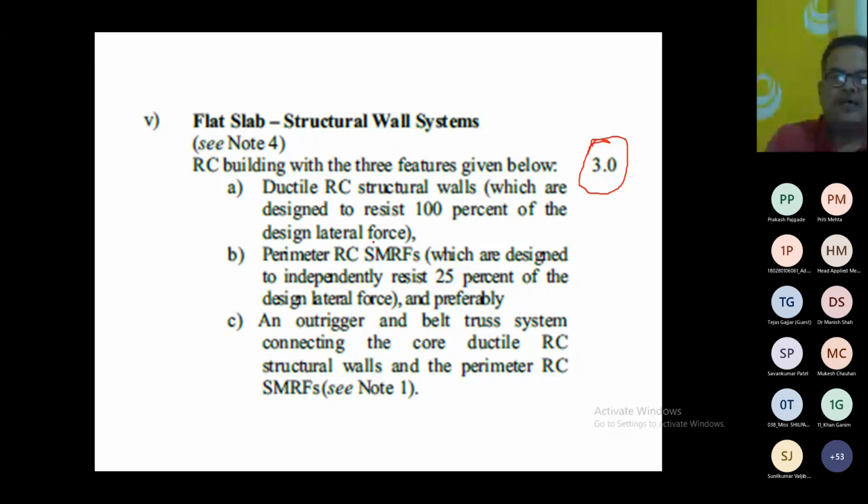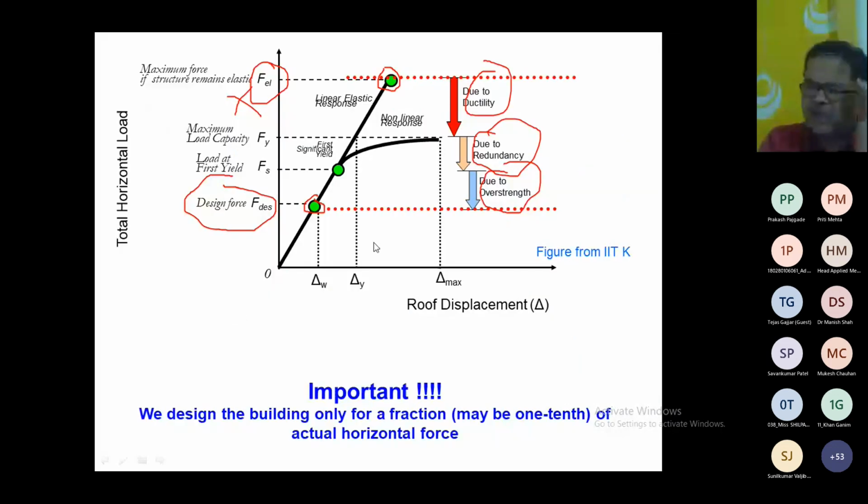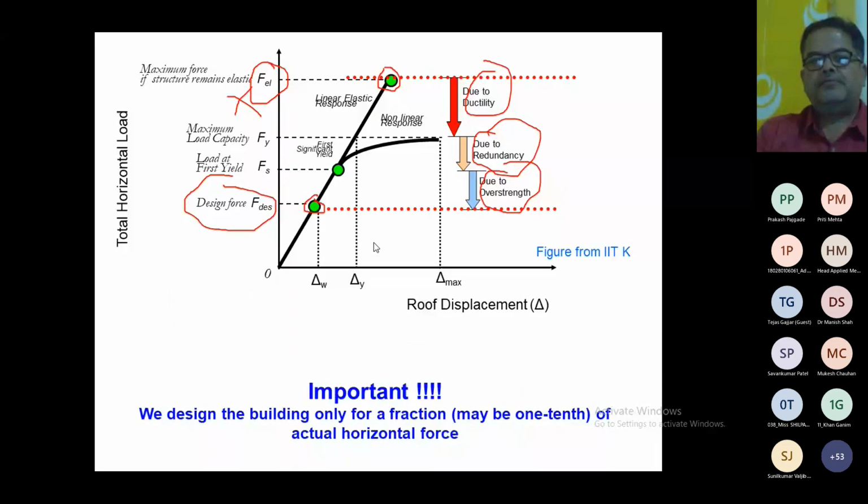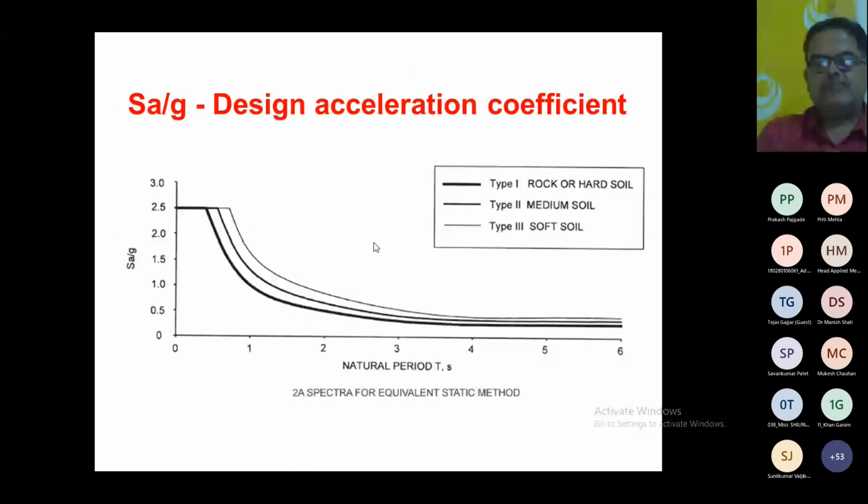This is very important for us. Again, I'm saying that we are not designing for the 100% force, we are designing for the 20% force. We rely highly on ductility, redundancy, and overstrength. So you have to be very careful that these features should be there in your structure. Now this R factor is completed, and then the next part is what?